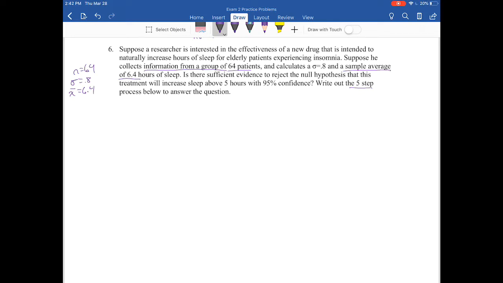As we read on, we're looking to see if we can increase how much sleep we can have with this new drug, and we want this new drug to be better than what is considered probably the status quo or the norm right now at 5 hours. So we know our mu is going to equal 5. One thing to always keep in consideration that I see a lot of people doing, they read this problem, and they see all these numbers and they're trying to figure out what is what.